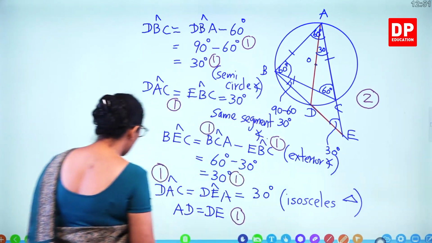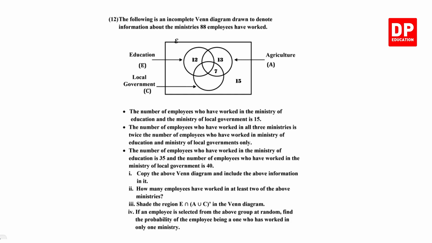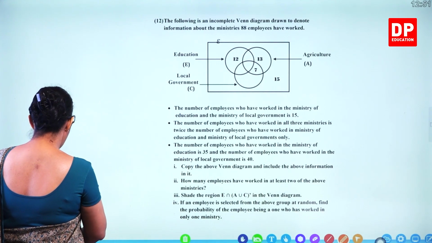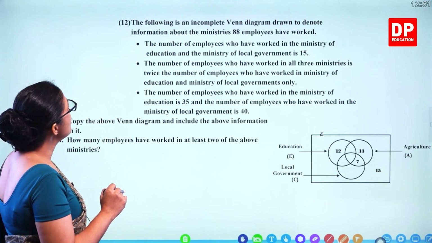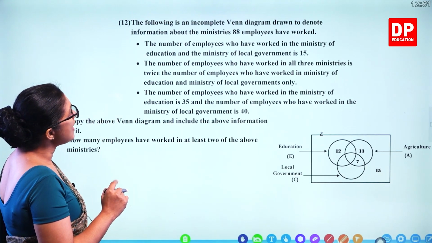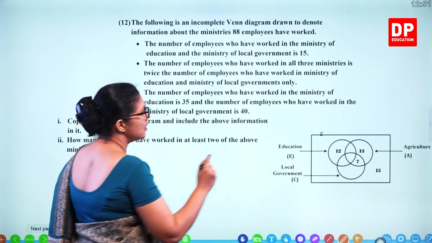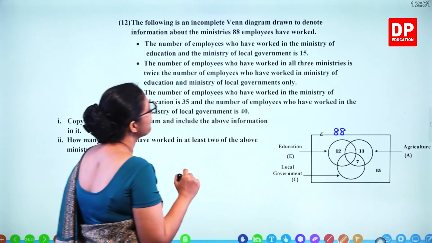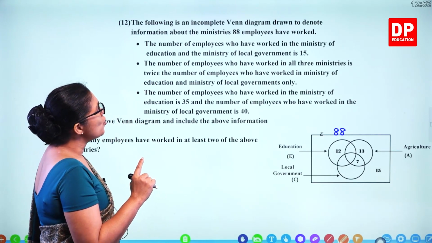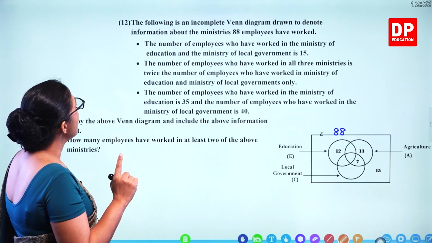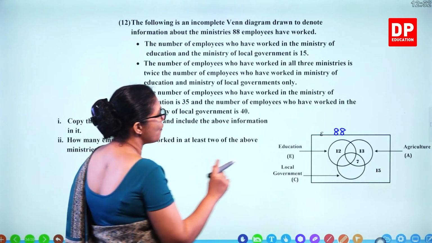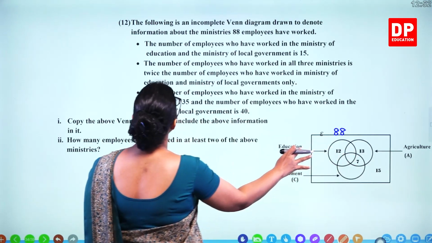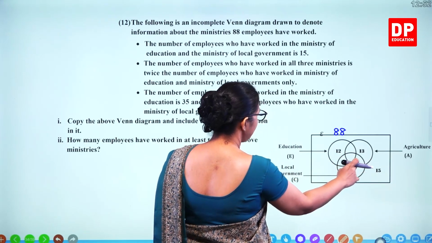Now let's do the last question. Question number 12 is about Venn diagrams. So we'll see how we can do that. The following is an incomplete Venn diagram drawn to denote information about the ministries 88 employees have worked. So 88 altogether. The number of employees who have worked in the Ministry of Education and the Ministry of Local Government is 15. Ministry of Education, that's E, and Ministry of Local, this one.